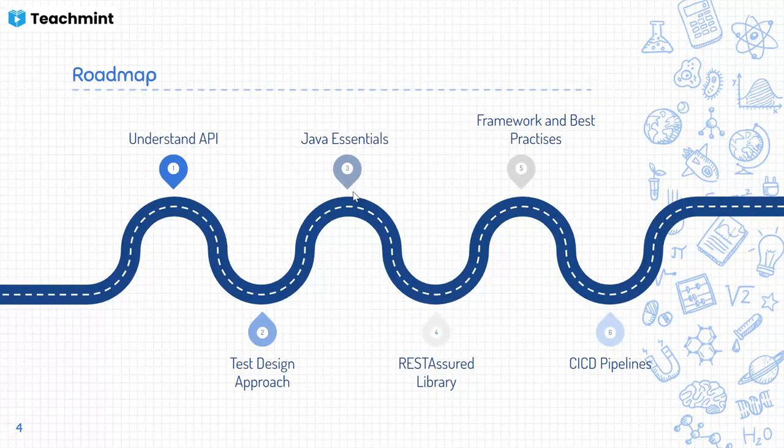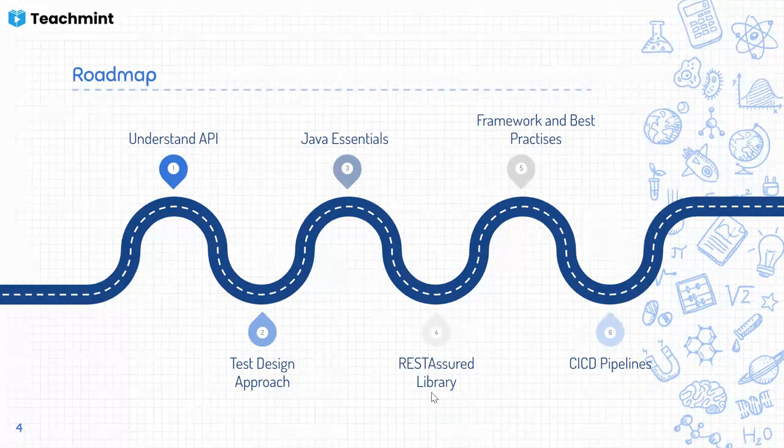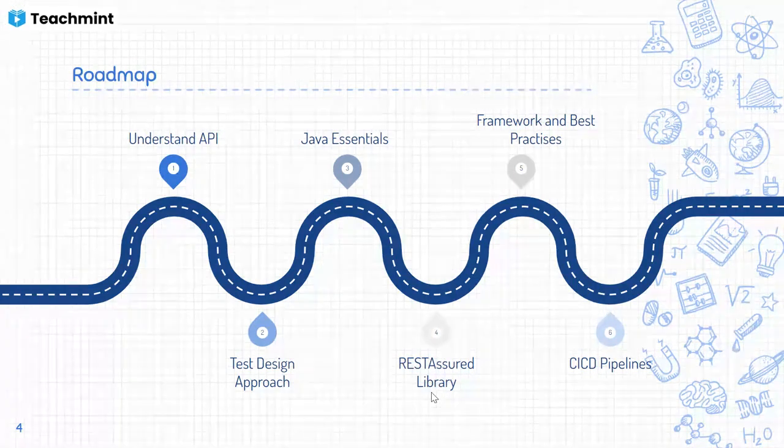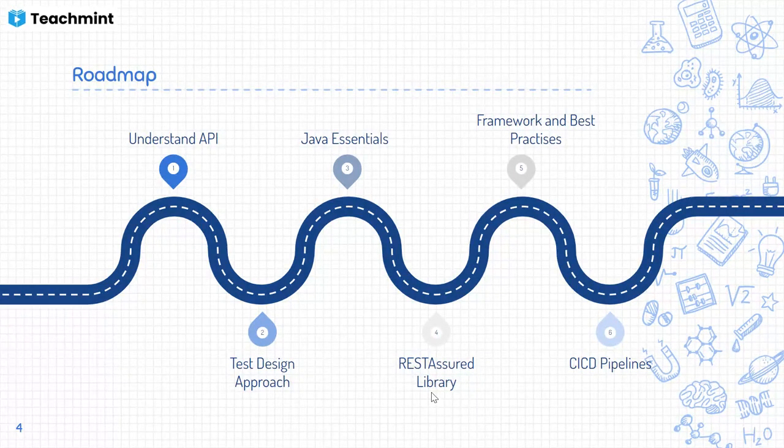Okay, and once you're comfortable with Java, then I will be explaining the REST Assured library. This is one of the automation test libraries that we have. If you are already aware of Selenium, Selenium is an open source library for UI automation. Similarly, we have the REST Assured library for API automation. Once you know the core concepts of test design as well as the REST Assured library, you are good to upgrade to the framework concepts.